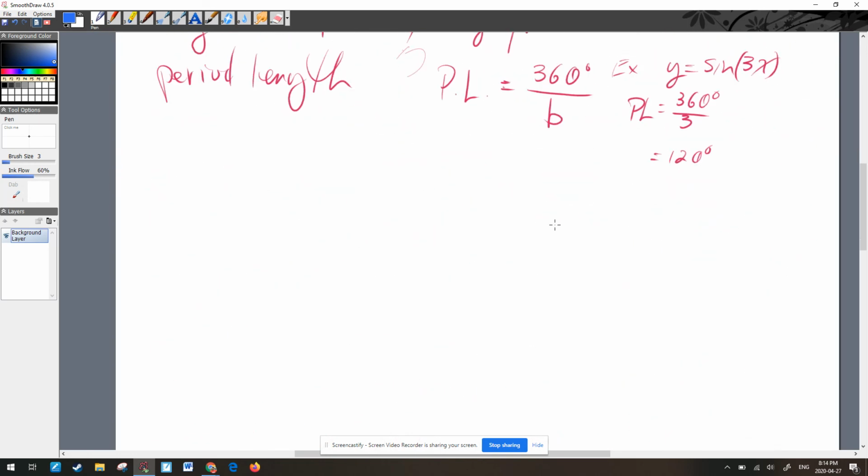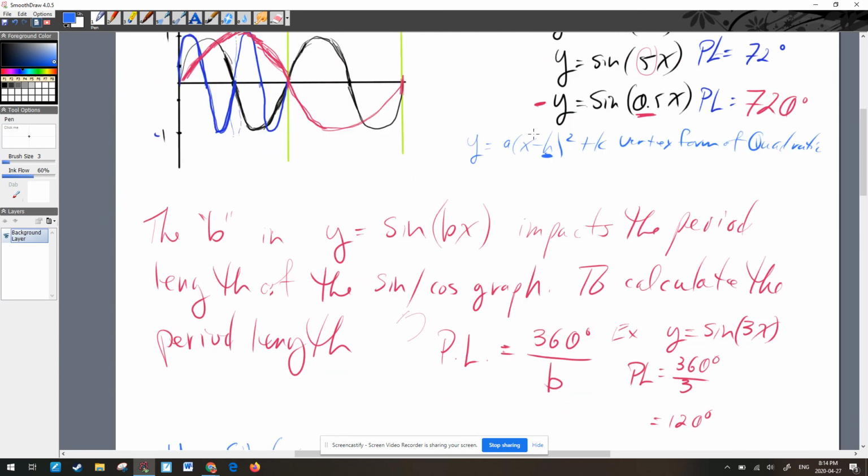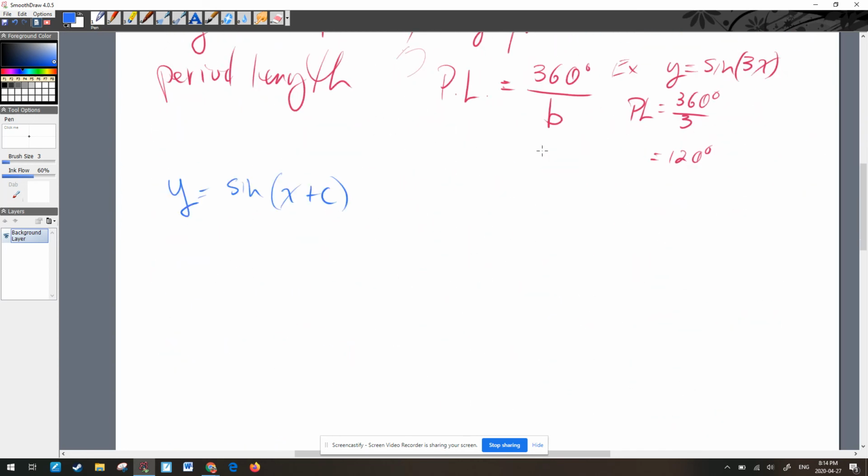Lovely. On we go. So now that was the b value. Let's consider the c value, right? So if we're just going to go really basic, if we had y equals the sine of x, and I'm going to say plus c. If we want to put minus c, that's okay. In fact, this plus c or minus c works exceedingly similarly to how the vertex form of a quadratic works. This actually is going to impact the shift left and right.